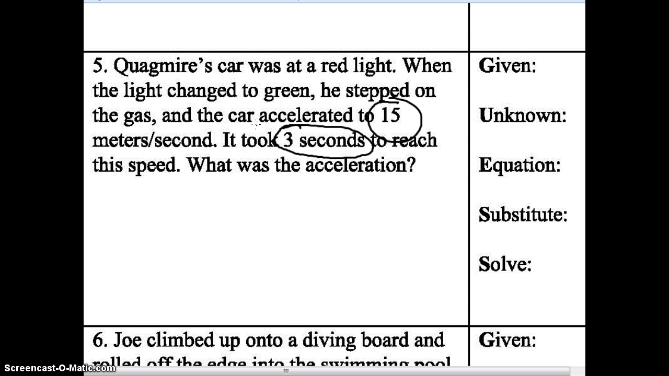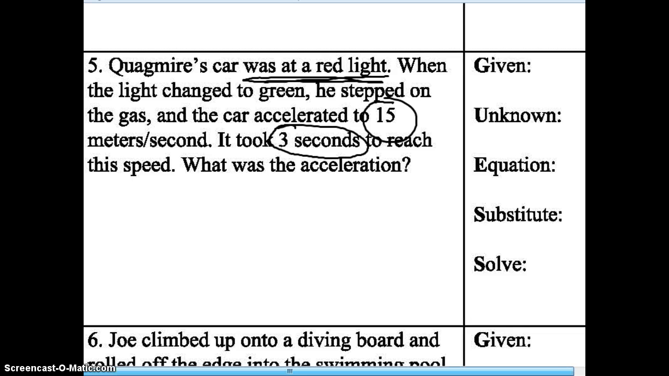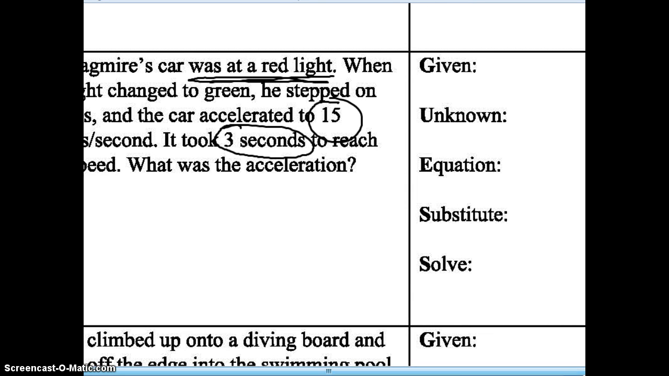Now we also know something that isn't really explicitly said, but we know that he was at a red light. He was sitting at a red light to start with. So we know his beginning speed should be 0. So let's take that given information and list everything that's been given to us in this problem. And then we're going to solve, by the way, at the end for our acceleration.